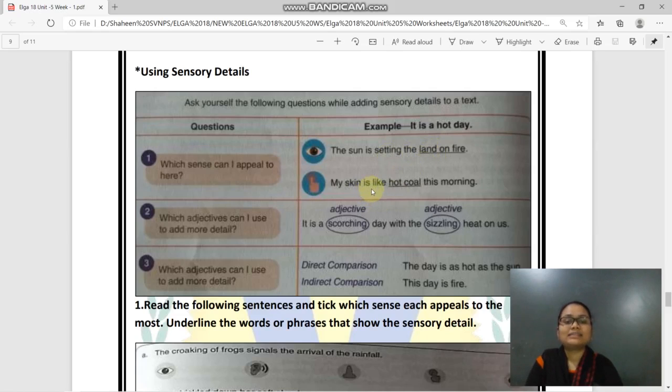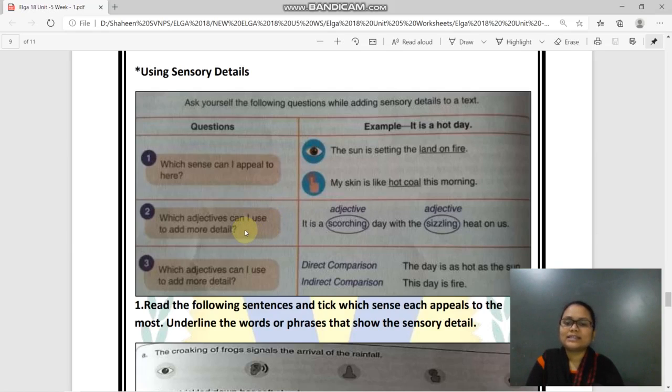Next, my skin is like hot coal in the morning. So my skin is like hot coal. You can see my skin is hot coal. Hot coal this morning is nothing but which sense? Yeah, it is touch. Good children. So this is your question number 1.